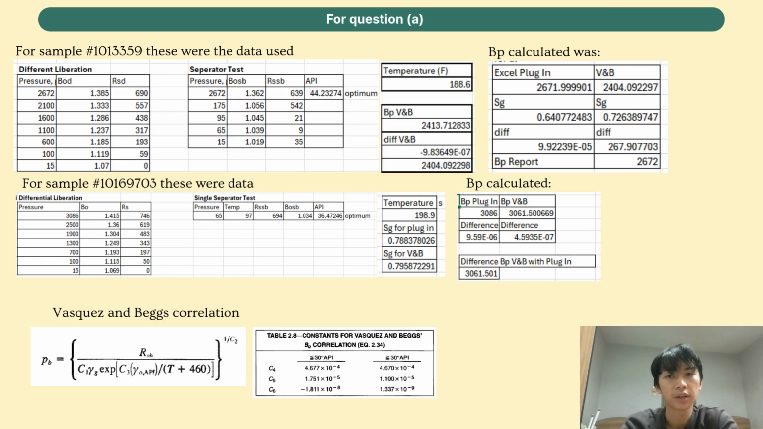For the second sample, we did the same thing, finding the API and taking the data from the different liberation and separator tests. When we put it into the plugin, we get the same bubble point that is given in the report. But with Vasquez and Beggs, it's still slightly different and less accurate.